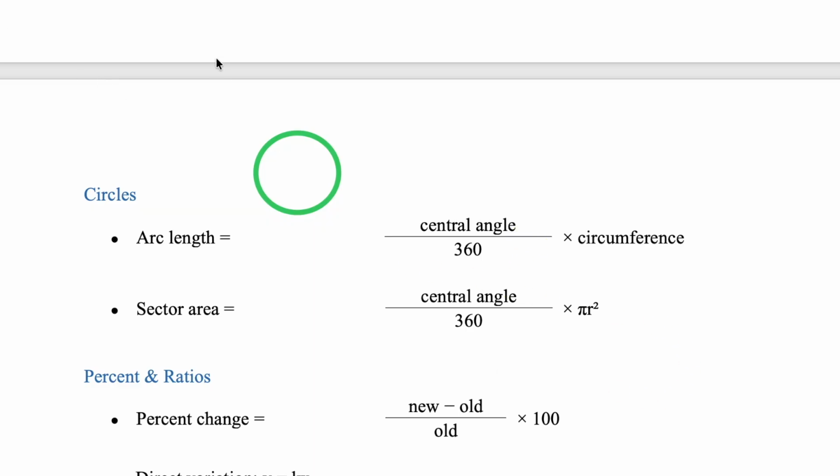Say for example in this circle right here, I'm going to draw it out right here, and this is a right angle, so it's 90 degrees. You would do 90 over 360 times the circumference, because all you're doing is the ratio that it's covering. So here it's covering 1/4 of the circle, so it's 1/4 times the circumference.